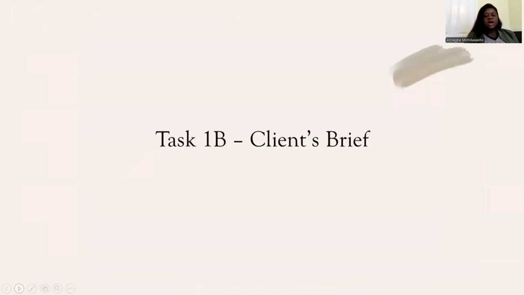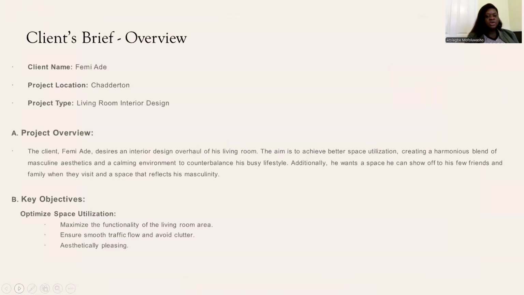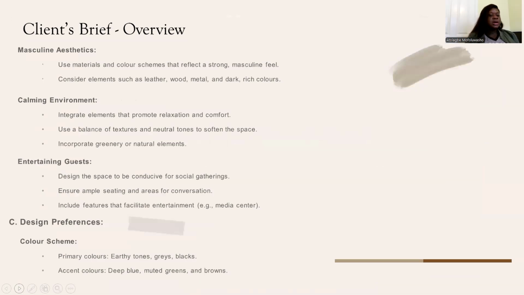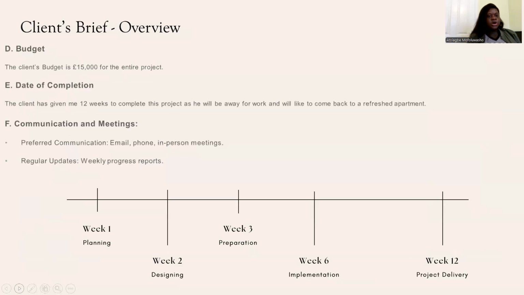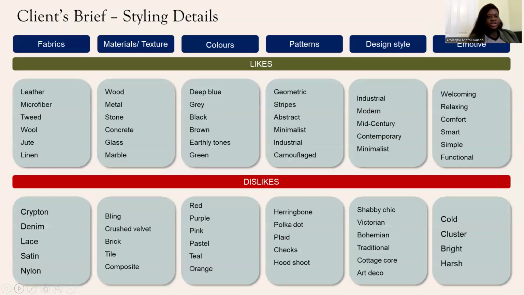So from your brief, you had mentioned that you wanted masculine aesthetics, a calming environment, and somewhere where you can entertain guests. Some of the colors you also preferred, based on your likes and dislikes, are earthy tones, grays, black, and you wanted some greens as your accent color. That has been taken into consideration.